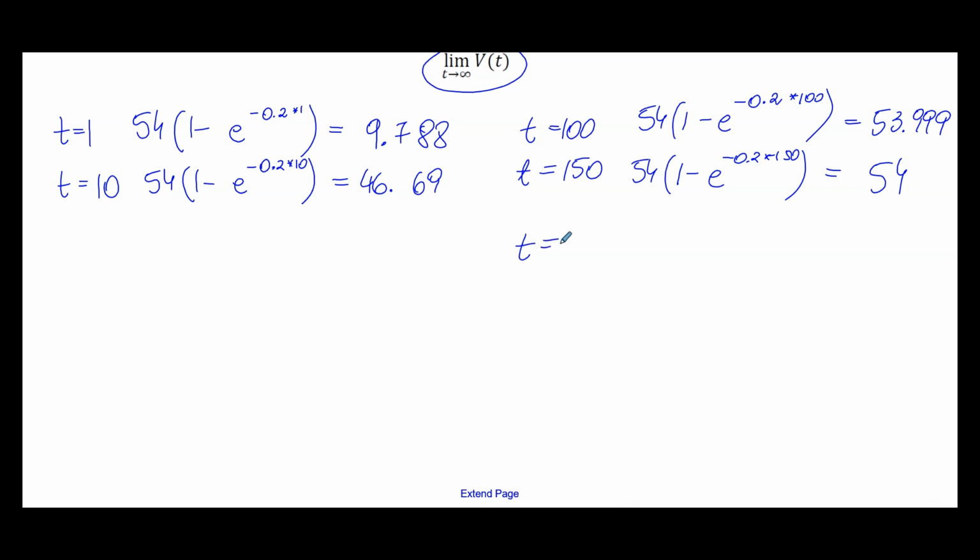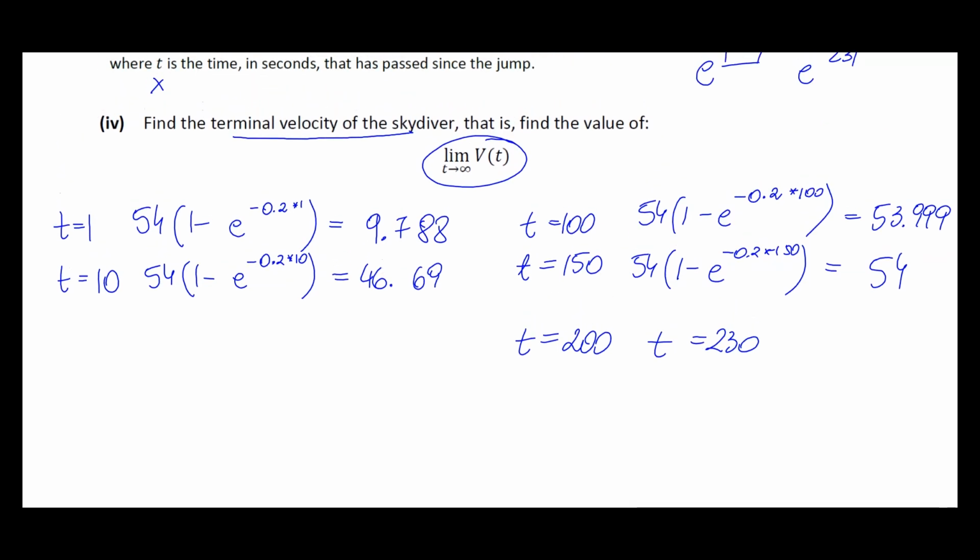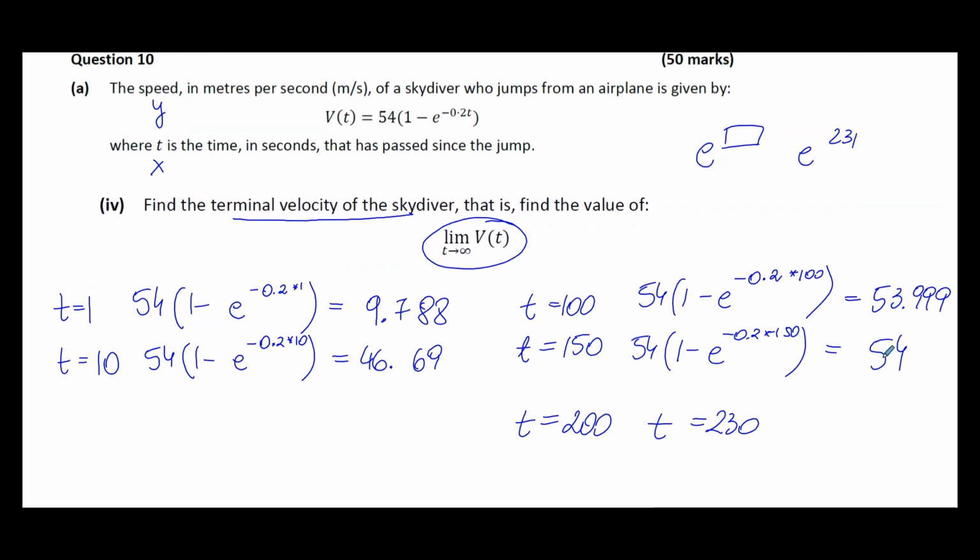When you replace that t, we go again with 200, and then we go again with 230. Every time we're going to get 54. So we can see as that t is increasing, the number keeps coming back as 54. So that means the evaluation of that limit is 54.